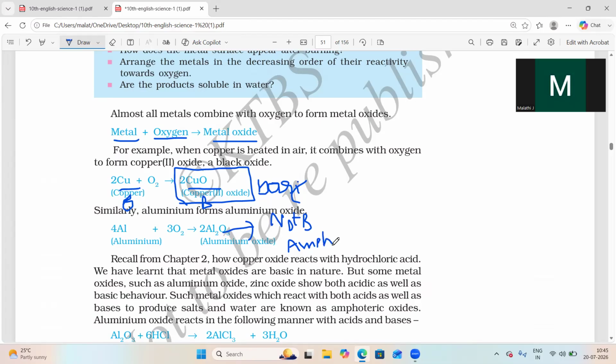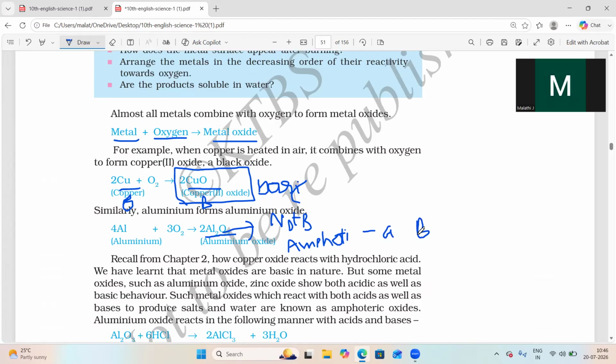Amphoteric means having both acidic and basic properties. When it reacts with an acid, it acts like a base, and when it reacts with a base, it acts like an acid. So what is an amphoteric oxide? Amphoteric oxides are oxides that are neither purely acidic nor basic, they have both acidic and basic nature.